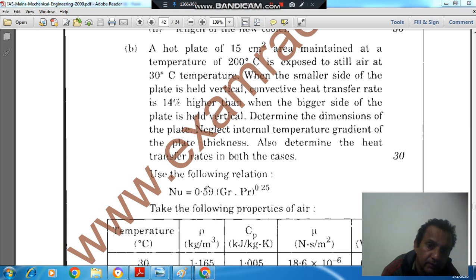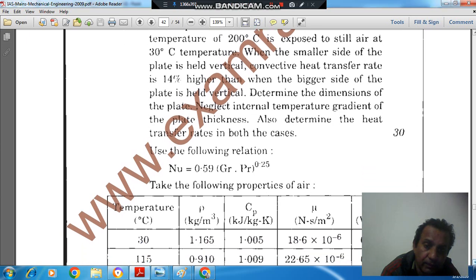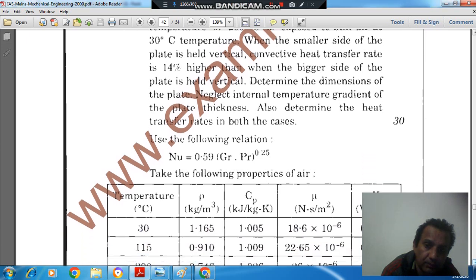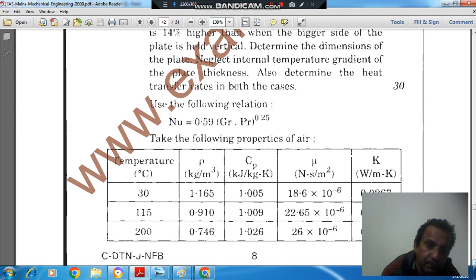Use the following relation: Nu is equal to 0.59 (Gr times Pr) raised to the power 0.25. Take the following properties of air. So various properties like rho, Cp, mu and K are given at temperatures 30, 115 and 200 degrees Celsius.